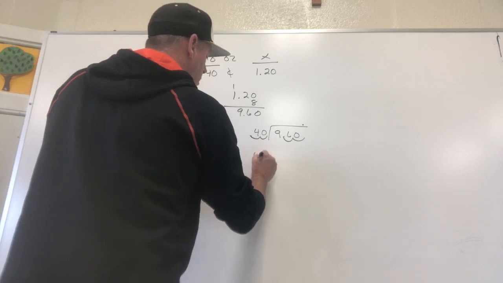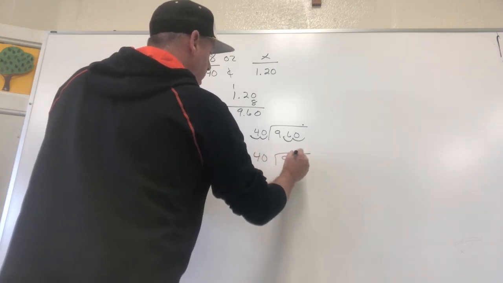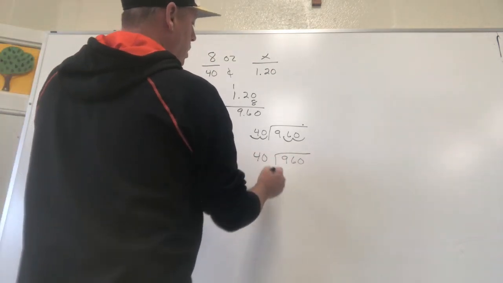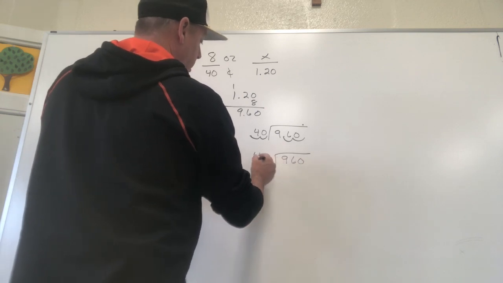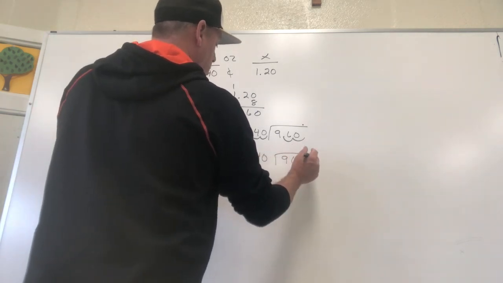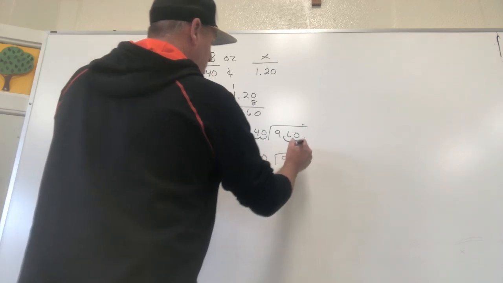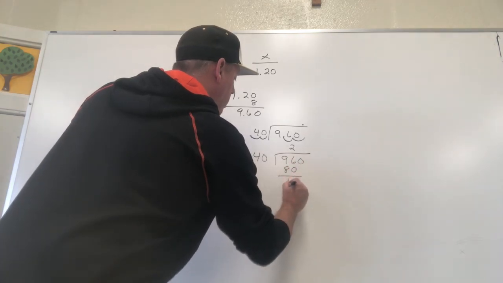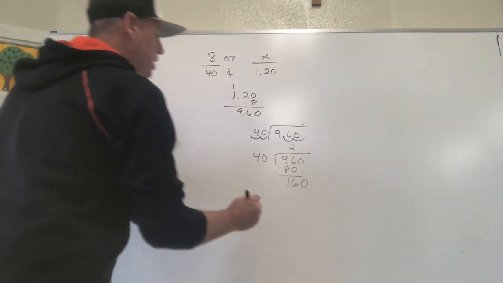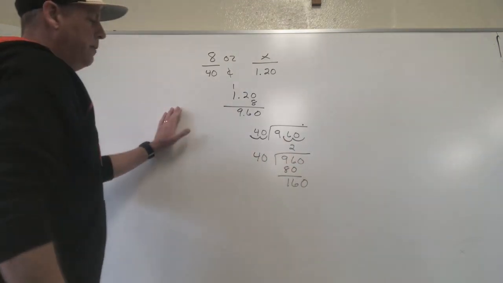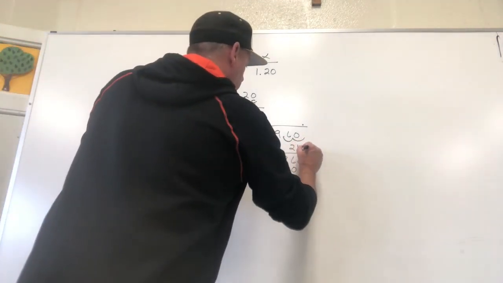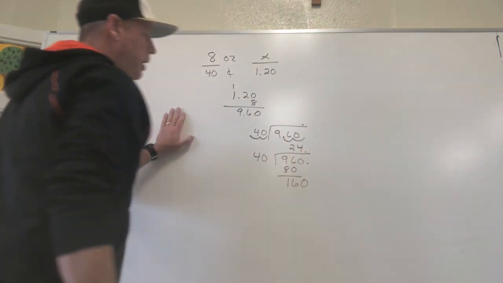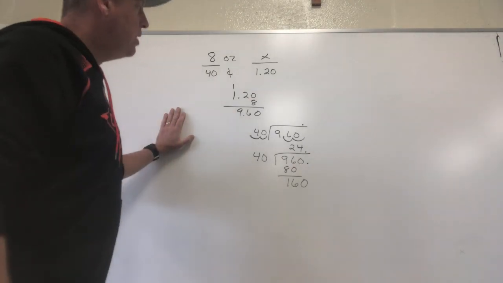I have 40 divided by 960. How many times does 40 go into 9? It doesn't. How many times does it go into 96? It goes twice, and that would be 80 with a remainder of 16. Bring over the 0. How many times does 40 go into 160? It goes in 4. There is my decimal point. So my answer is 24.